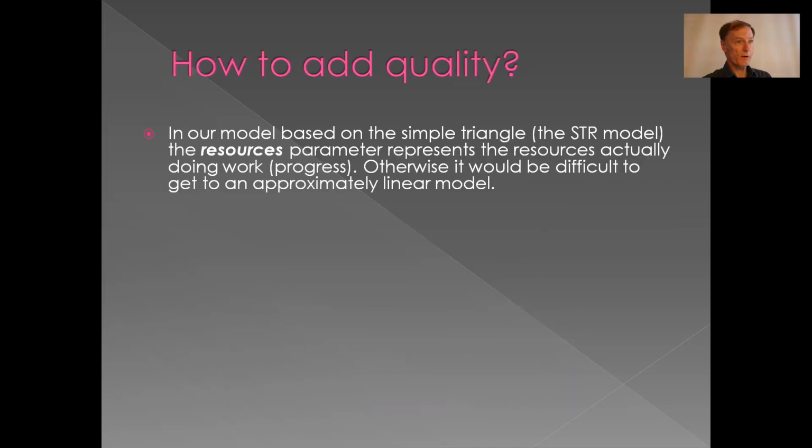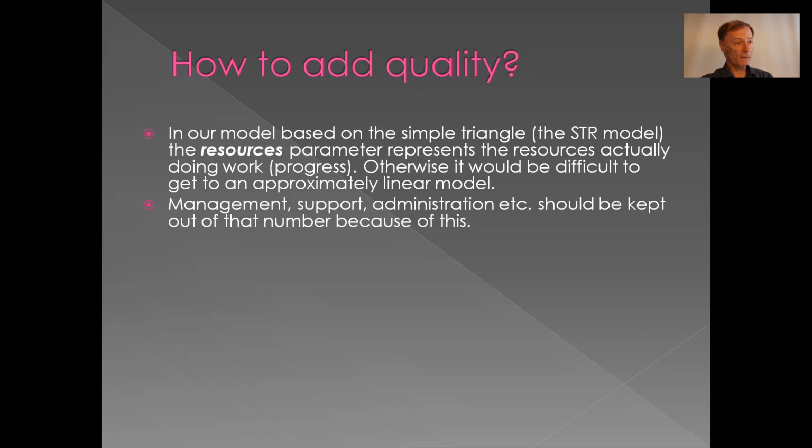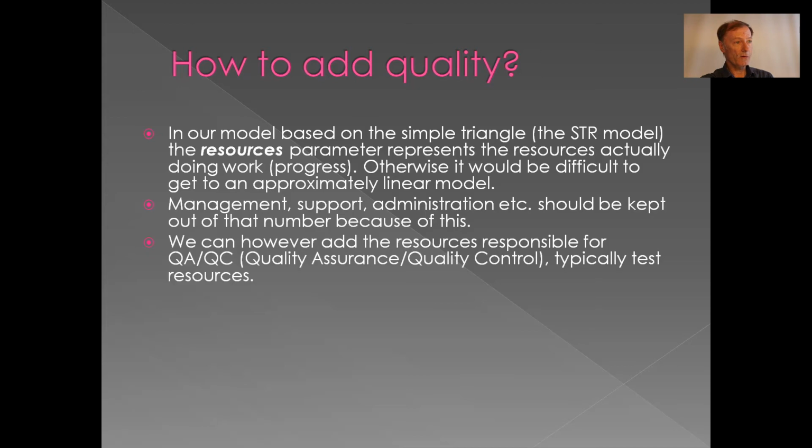Okay, so how do we add quality to this? In our model based on the simple triangle, the HTR model, the resource parameter represents the resources actually doing work, progress. Otherwise, it would be difficult to get to an approximately linear model. For this reason, we keep out certain resources like management, support, administration, because otherwise we won't get to that linear model. We could, however, add the resources if we wanted to for doing quality work, QA/QC. That's typically test resources.